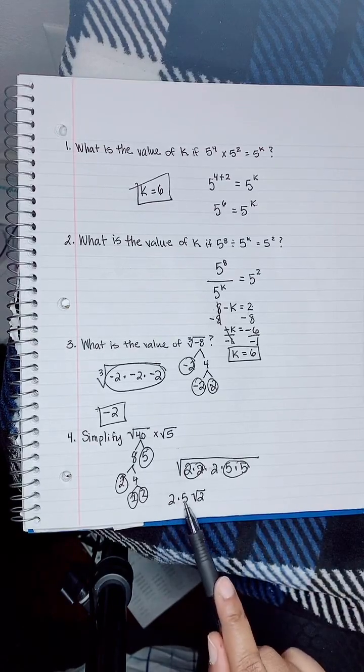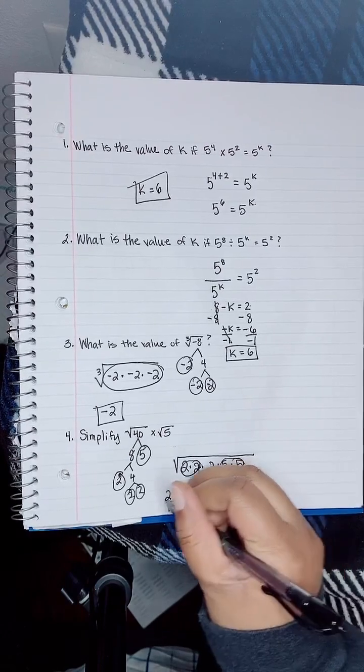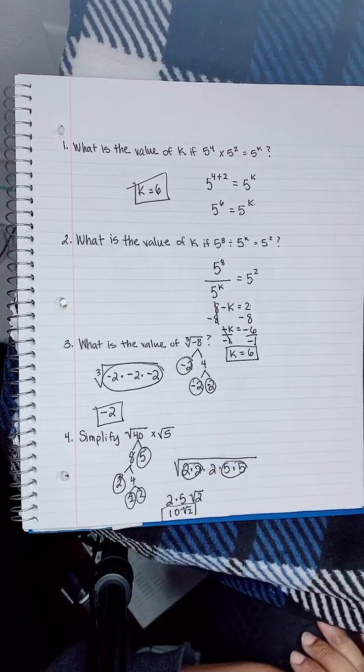So 2 times 5 gets us 10 square root 2. And this is our answer.